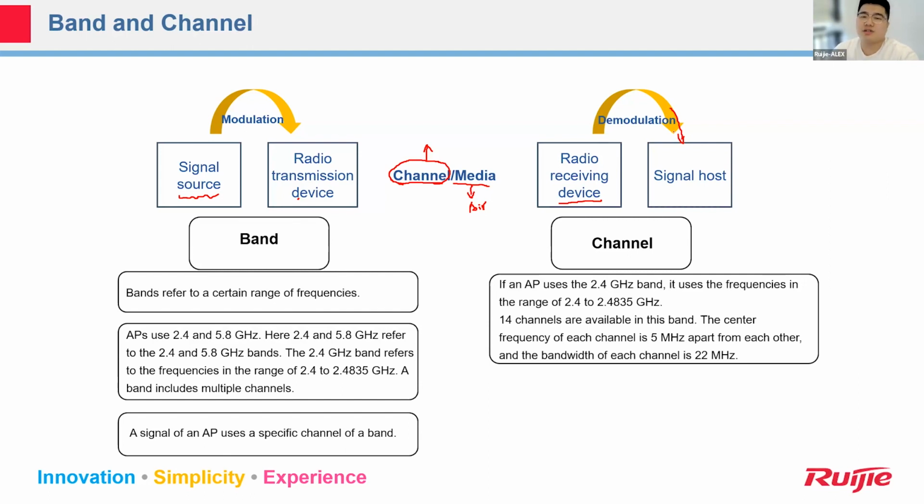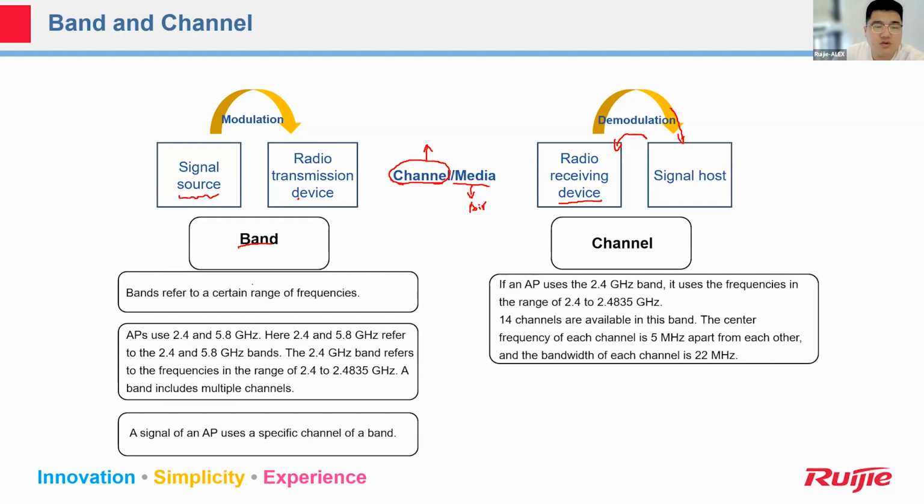Okay, and in the other direction, it's actually the same, but the signal host becomes the signal source and sends it to the transmission device, and the transmission device sends it to the receiving device. It's actually the same. But what we should pay attention to here are two concepts. First is the band. As we already know from the former page, the bands we have nowadays are 2.4 gigahertz and 5 gigahertz. So what are they? Let's see.